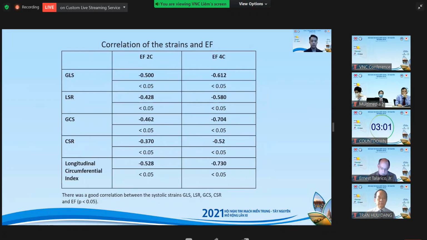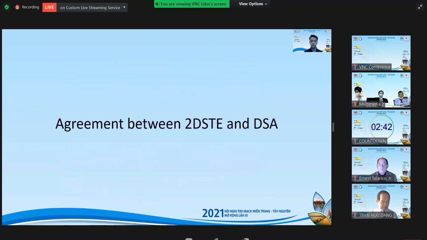We also calculated the correlation of the strain and ejection fraction, and there was a good correlation between the systolic strain and ejection fraction, which was statistically significant. Then we assess the agreement between 2D STE and DSA or angiography.